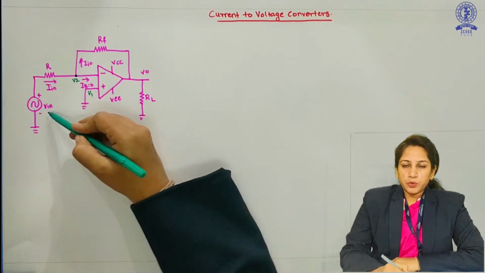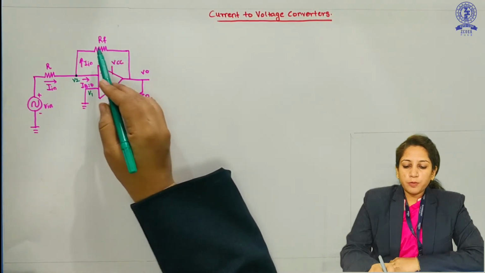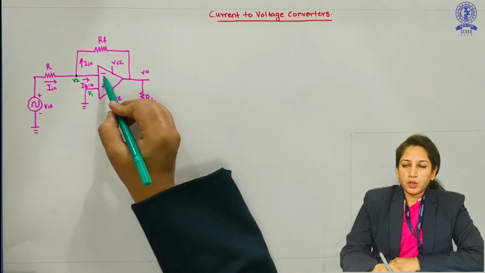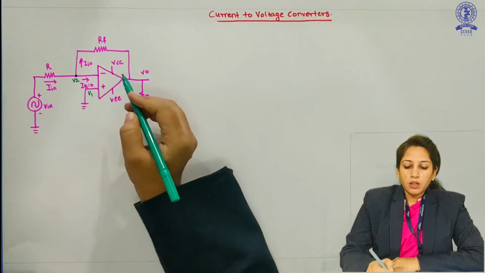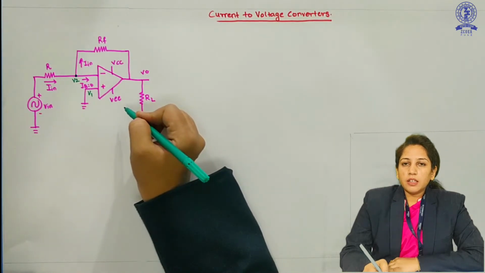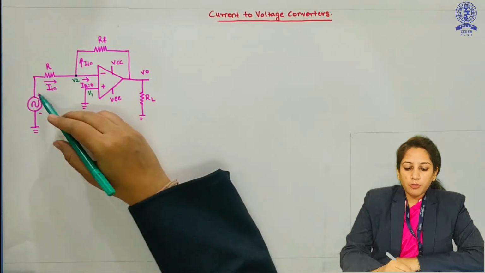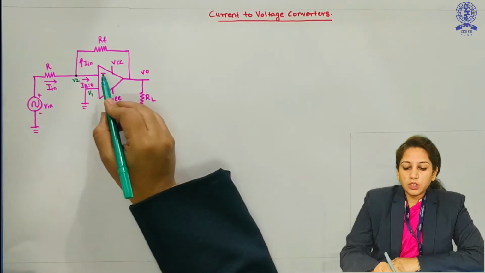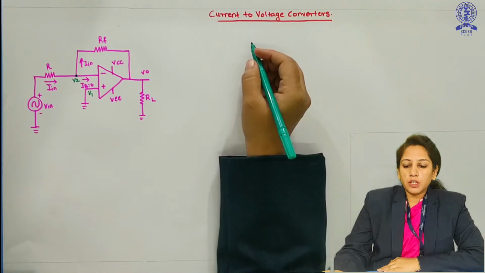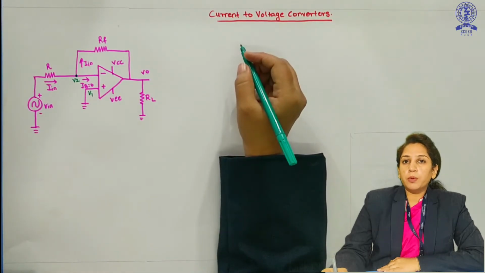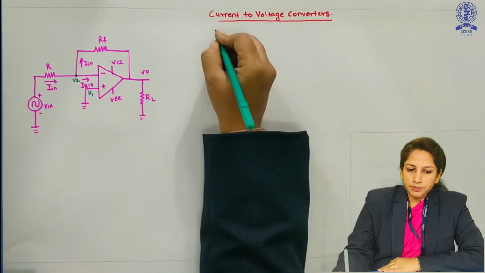This is the source voltage V in, this is the current I in through this resistor R. This is a feedback resistor RF which is given to the inverting terminal. The non-inverting terminal is grounded. This circuit is an inverting amplifier, because we have provided a voltage source to this inverting terminal. Now we will derive an equation in which we will prove that our input current is proportional to output voltage.